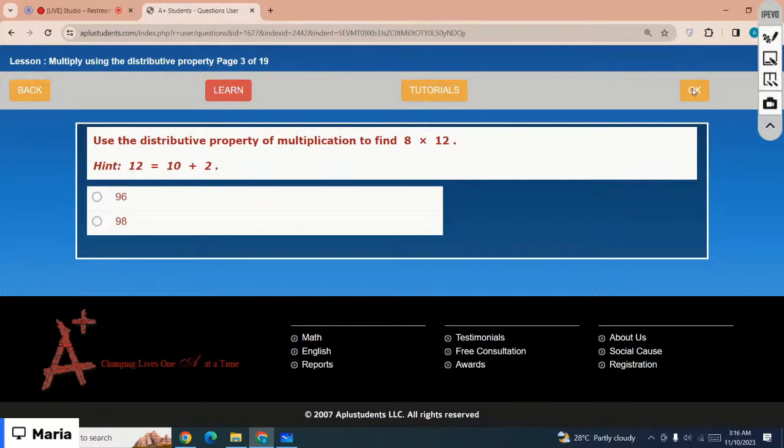So 12 times 8 equals... That equals 96. Very good. 12 times 8 equals 96.